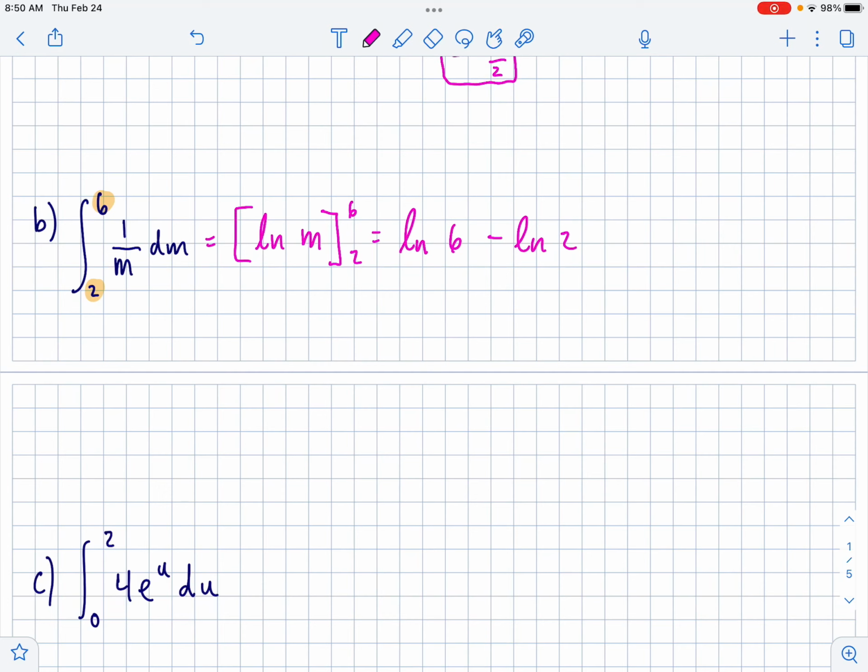To be able to simplify this without a calculator, you need to remember your natural logarithmic rules, where if you have two logs being subtracted, they can be smushed together into one log where the two arguments are being divided. So the final answer to this is the natural log of 3.